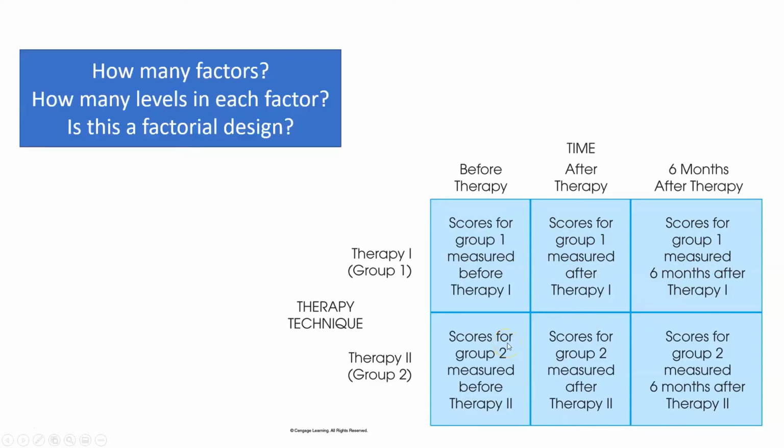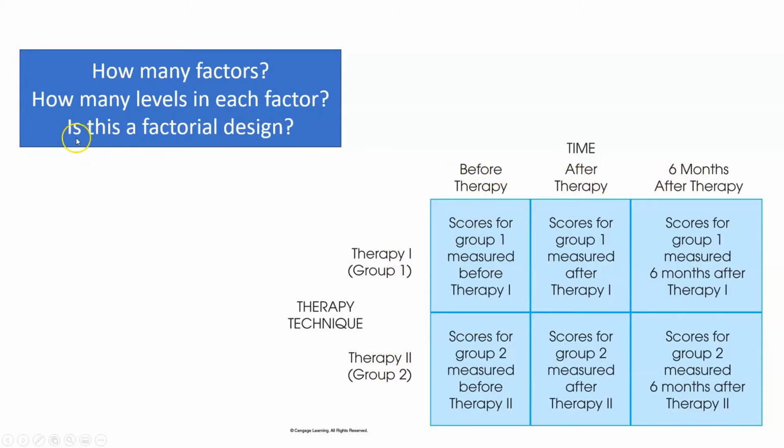So my question for you is this. How many factors would there be in a situation like this, where you've got 2 different types of therapy, and you measured them at 3 time points? Hopefully you said there were 2 factors. This is the first factor. This is the second factor. My next question is, how many levels in each factor? Hopefully you noticed that there are 2 levels in the first factor and 3 levels in the second factor.